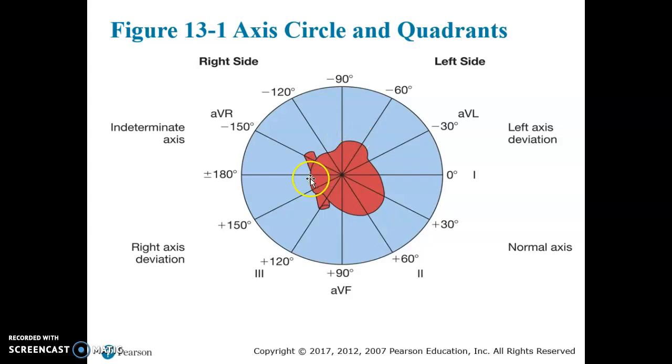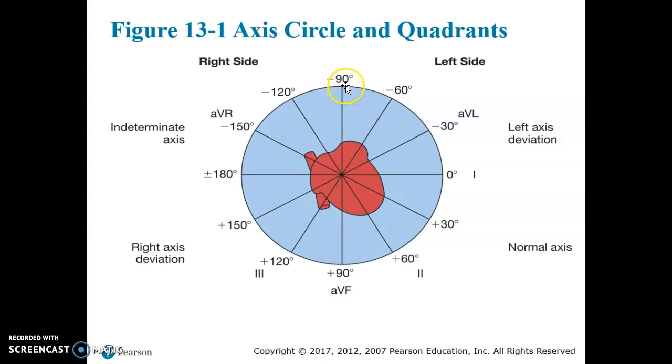When I look at lead 1, I'm looking from left to right. This is the line that I am assessing with lead 1. So lead 1, this is the negative side, okay? We're going to go to the right side for negative. In AVF, it's negative, so I know I have to go up to get to the negative.